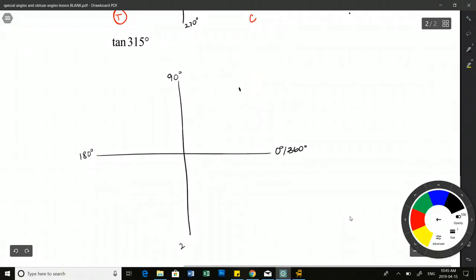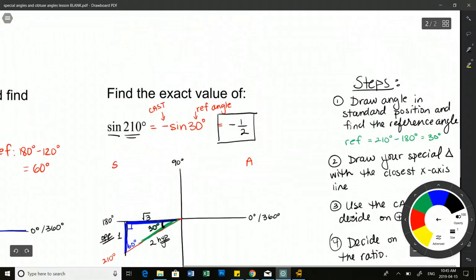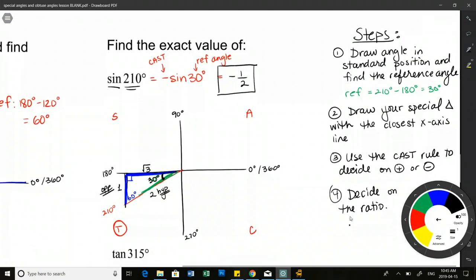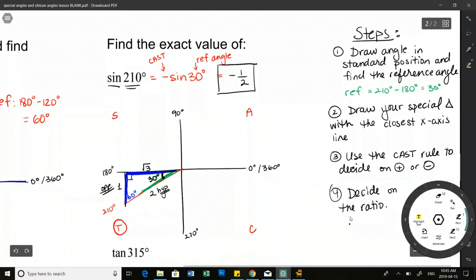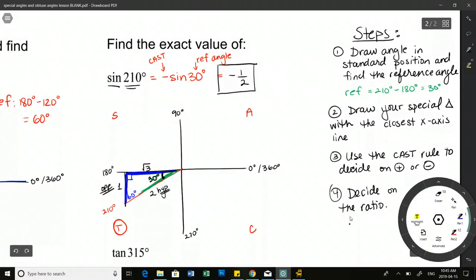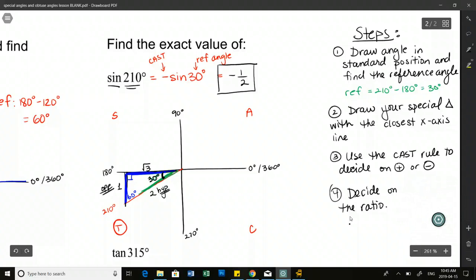Marianne? Yep. Okay, see if you guys can place your angle. Let me know when you're ready, okay? Okay, and then the next part of step 1 is to find that reference angle. So see if you can find it once you have your angle placed. Are you good, Marianne? Okay.